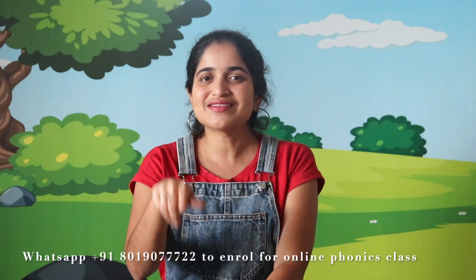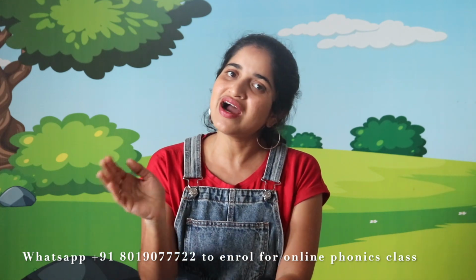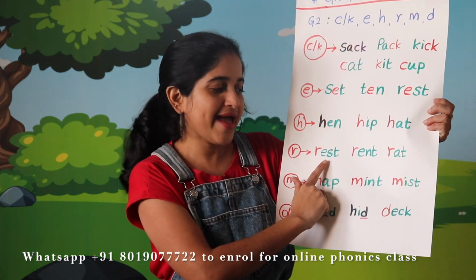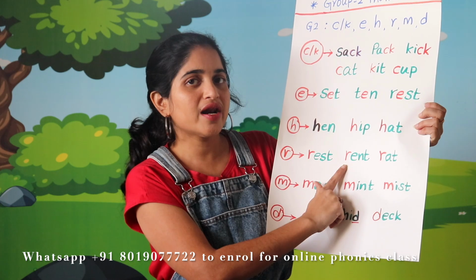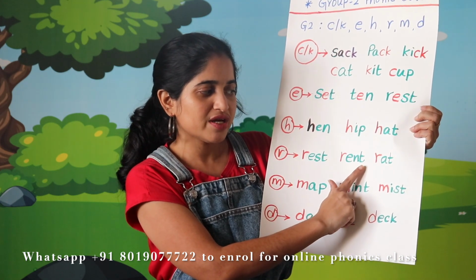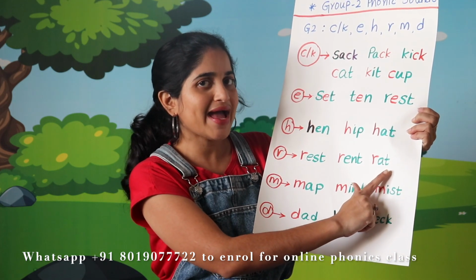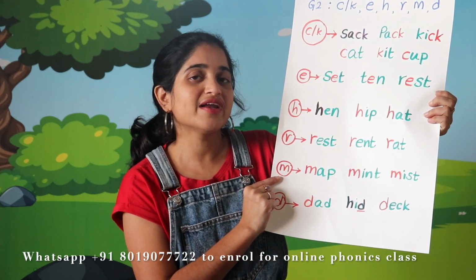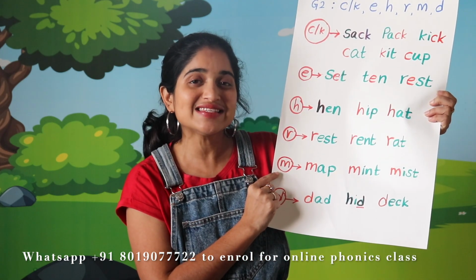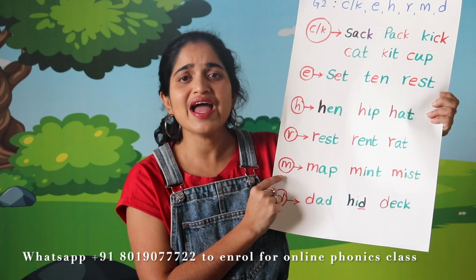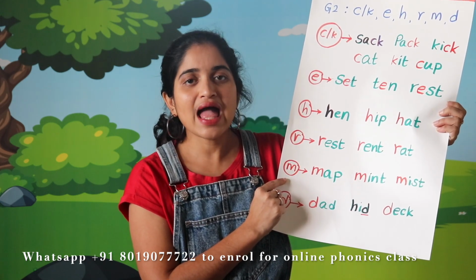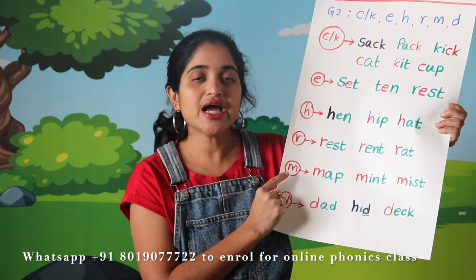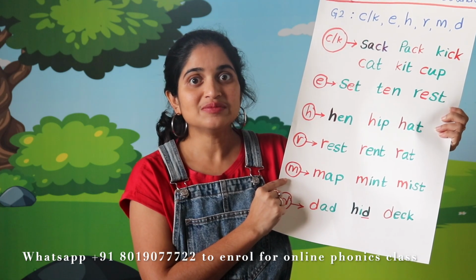So now let's look at some words starting with letter R. Rest, rent, rat. Alright, children. Now what is the next letter we have? Can anybody help me? Which letter is this? This is letter M. M. And M makes the sound mmm.